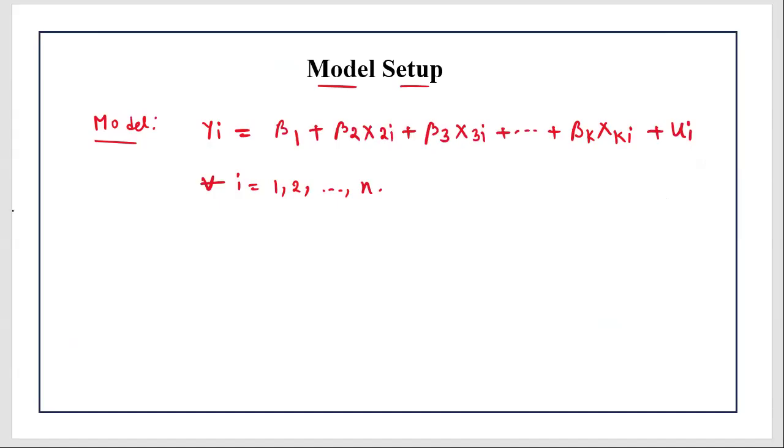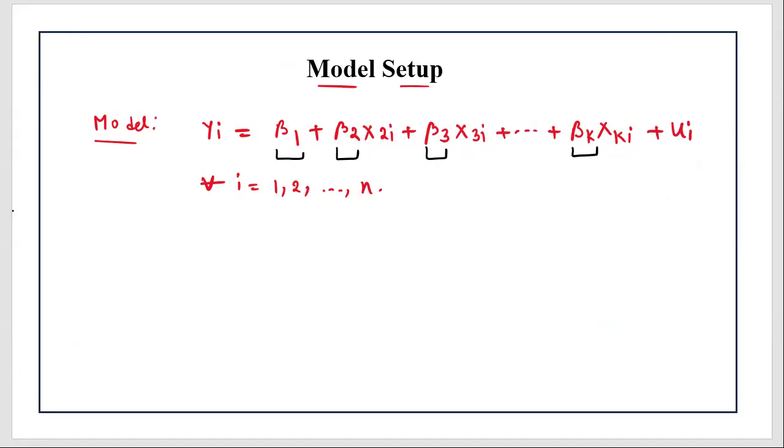Now please understand this thing. How many parameters are there in your model? What are the parameters in your model? This is the first parameter and this is the last parameter. So from 1 to k, you have altogether k number of parameters in your model, right? Beta 1, beta 2, beta 3, beta 4, all the way up to k. Total, you have k number of parameters.